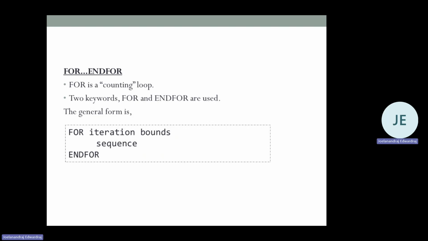Okay, so this is the syntax for now. This is how we write the for loop in pseudocode. So for iteration, bounds, and sequence. The iteration indicates the number of times you are running the loop. So for n equal to 1 to 100, display n. So for n, starting from 1, ending at 100.